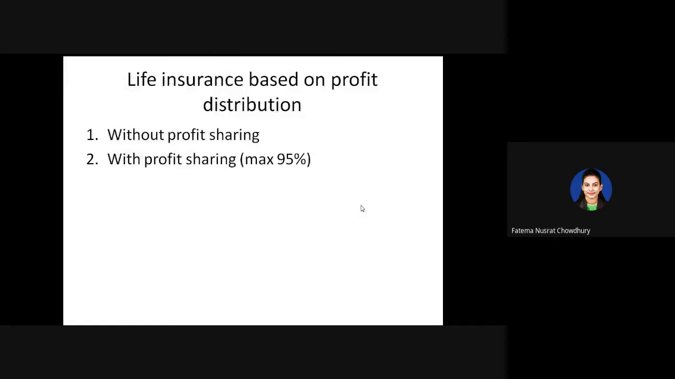Next comes based on profit distribution. There are two types: with profit sharing and without profit sharing. As we know, the collective premium is invested for profitable investment by the insurer. If the insurance company has a contract with the insured that they will share the profit regained from the profitable investment of the collected premium, it will be known as with profit sharing, and here they can share a maximum of 95%.